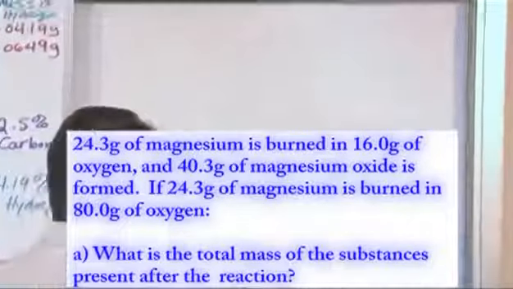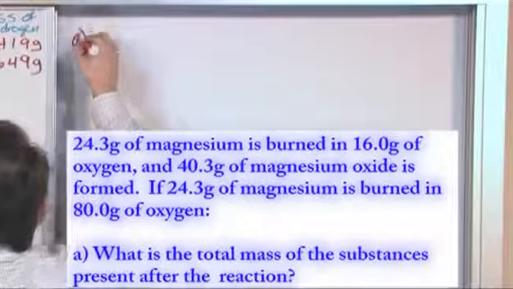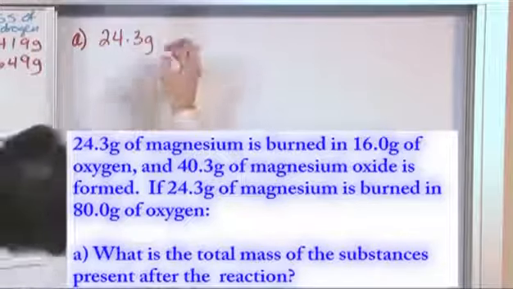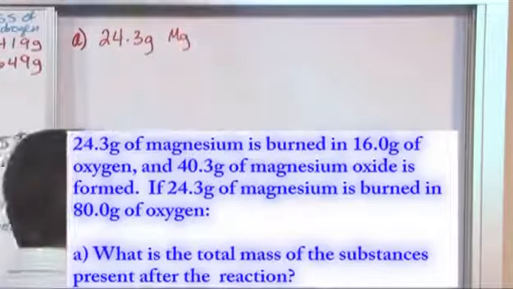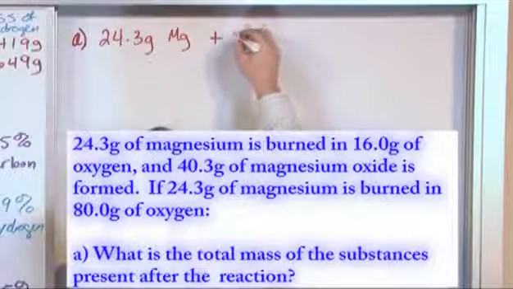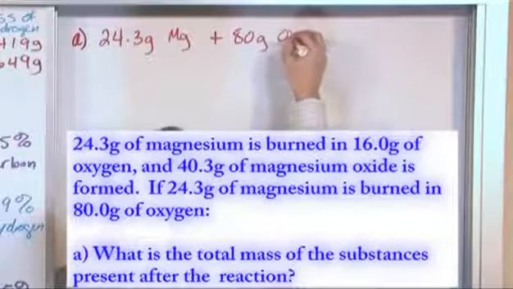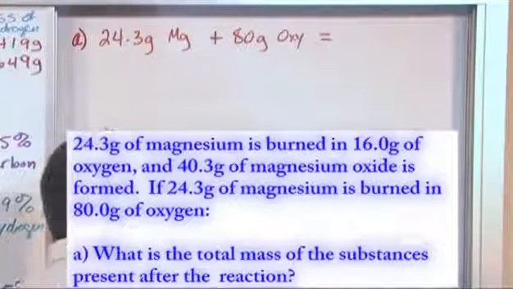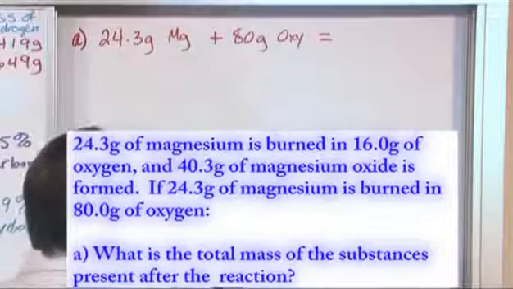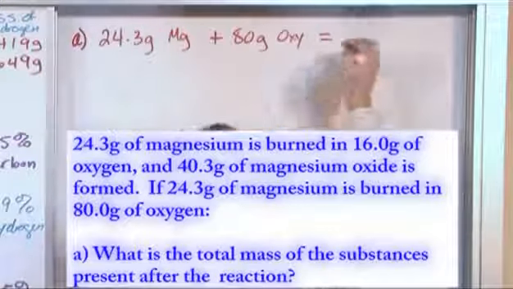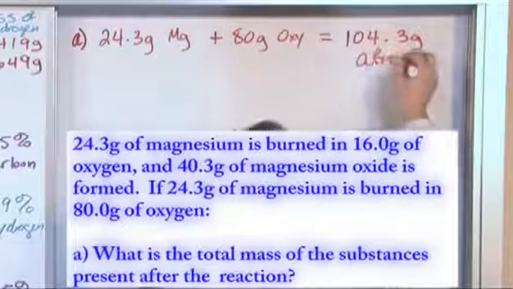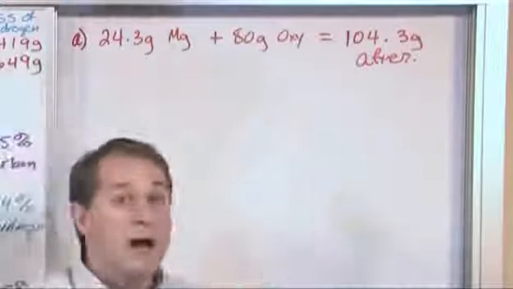So it's really a law of conservation of mass thing, but the first thing you should just think about is if we have 24.3 grams of magnesium, Mg is magnesium, and we add to that the amount of oxygen that was in the chamber before, which is 80 grams of oxygen, then the question is, what is the total mass of the substances after the chemical reaction? So we just add them together. 24.3 plus 80 is going to give me 104.3 grams after.